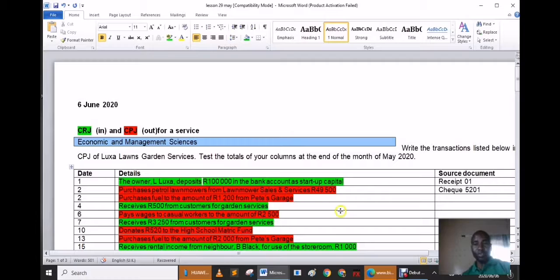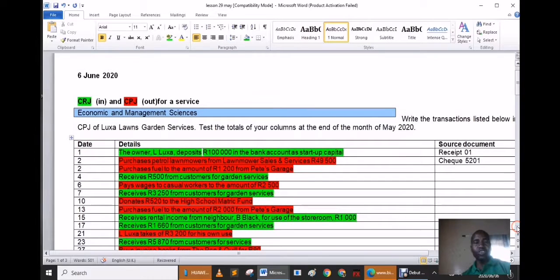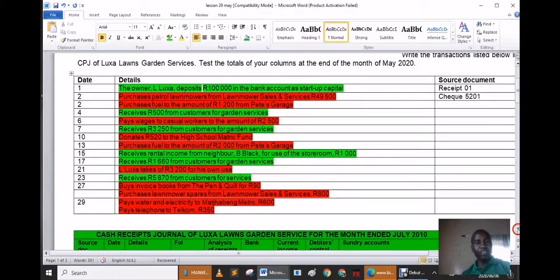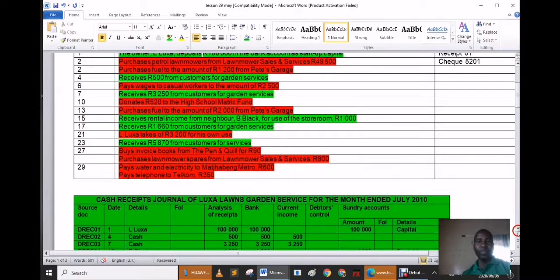So what I've done here is, with your transactions, I have shaded all the transactions where money is going to go into the business. And if you check the red ones, it's all the money that is going to go out of the business. And it becomes very easy from there for you not to make mistakes in the cash receipts journal. Now let us have a look at how this is going to be in the cash receipts journal.